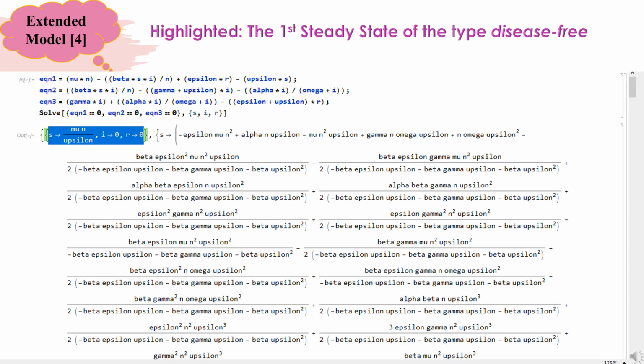We will also find the steady states for the fourth extended model, which is the SIRS model with epidemiological factors on limited medical resources. This slide shows the coding in Mathematica to find steady states for extended model 4. The part highlighted in blue is the disease-free steady state because, as mentioned, the component I is equivalent to 0. We can also see part of the solution for S of the second steady state.